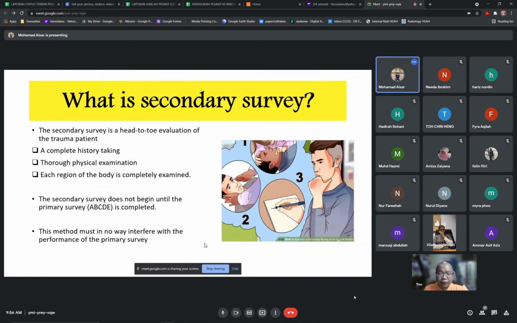That's why the definition of primary survey is to look for life-threatening causes and to immediately treat them. It means looking for things that can cause the patient to die. If you find them, treat first, then progress. Once the patient is stable, then go into secondary survey.